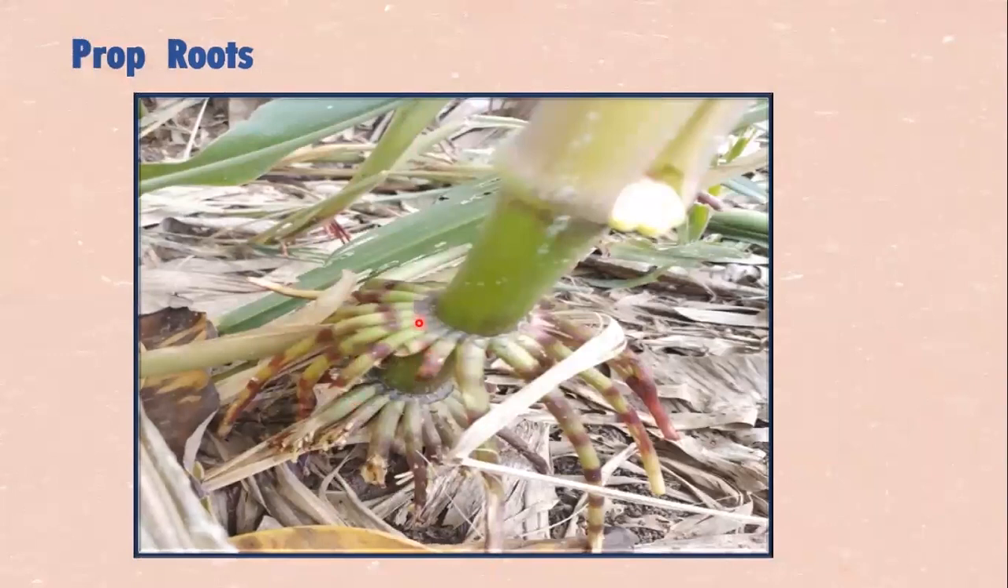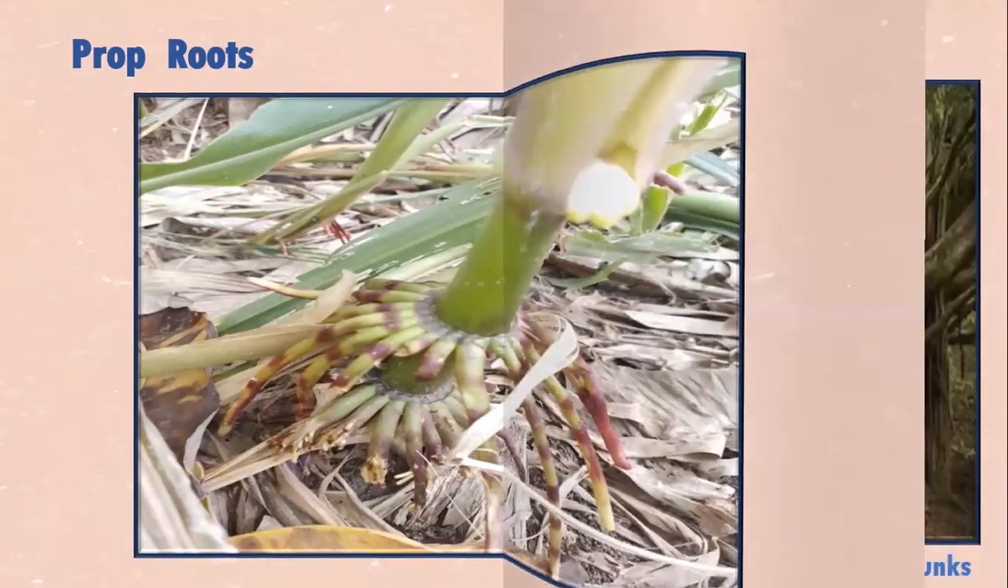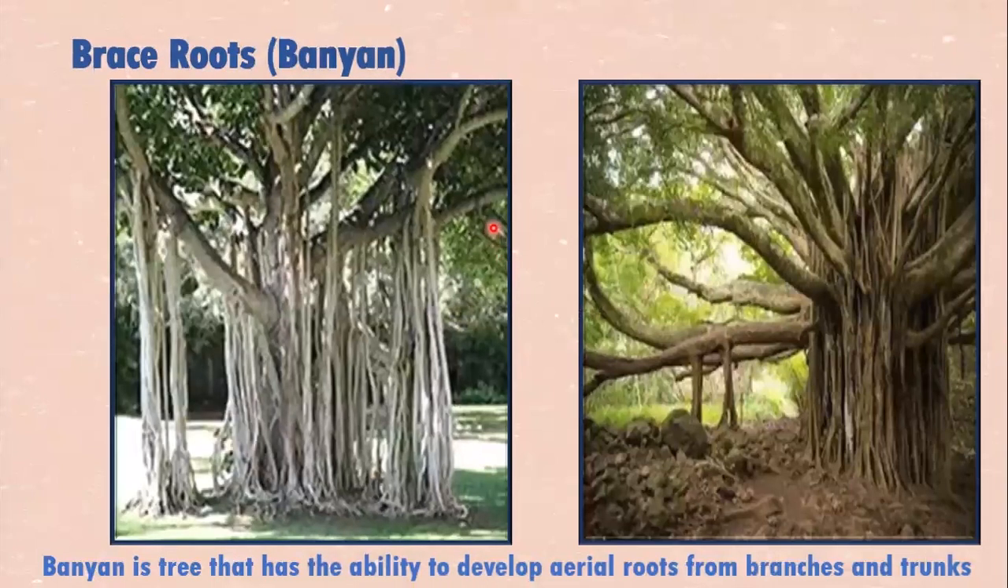Here we have roots, these are prop roots, roots growing from the stem. This is a maize plant, it's a monocot. The roots are from intercalary meristems at the node. Here we have prop roots here, holding the stem in place. Prop roots are also known as brace roots, but here we have proper brace roots here, and brace roots are known as banyan. Banyan is a tree that has the ability to develop aerial roots from branches and trunks.